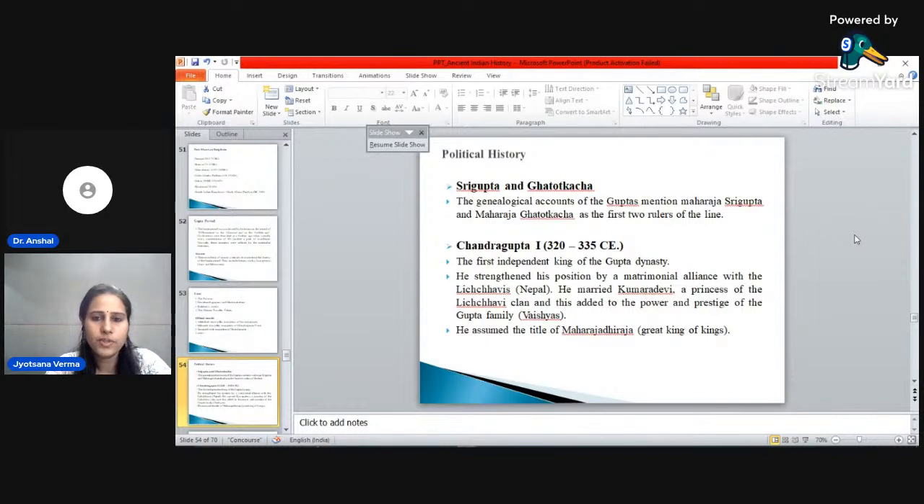The next ruler was Chandragupta I. He was the first independent king of the Gupta dynasty. He strengthened his position through matrimonial alliances with the Lichchhavis, and he married Kumaradevi, a princess of the Lichchhavi clan, and this added to the power and prestige of the Gupta family. He assumed the title of Maharajadhiraja, great king of kings.